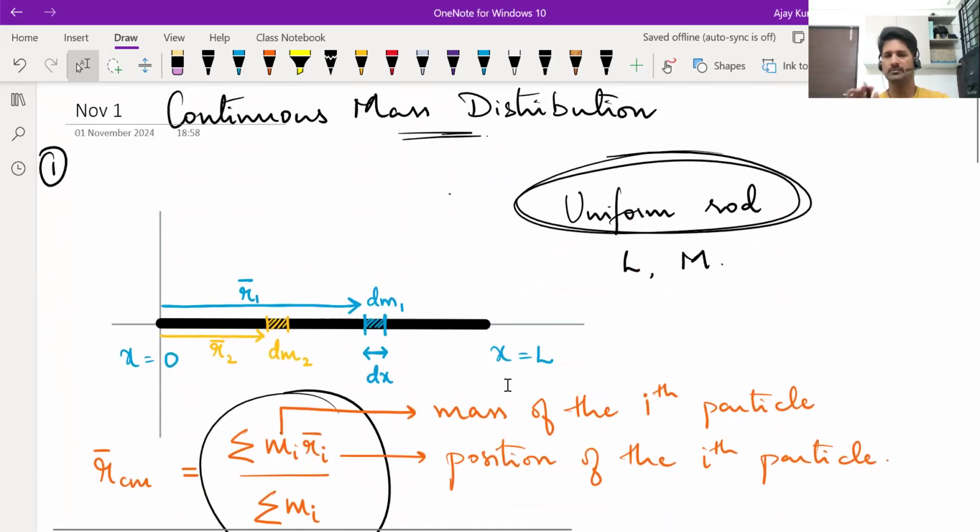So we took a simple mass distribution, which is a uniform rod. The rod's total mass was m, total length was L. And what does uniform distribution mean? All the particles are similar. It's not like the left side of the rod has 4 out of 5 parts of the mass and the right side of the rod has only 1 out of 5 parts. No, it is equally distributed.